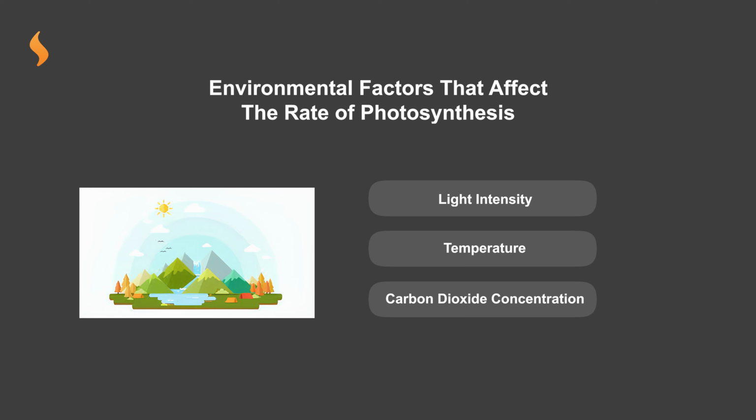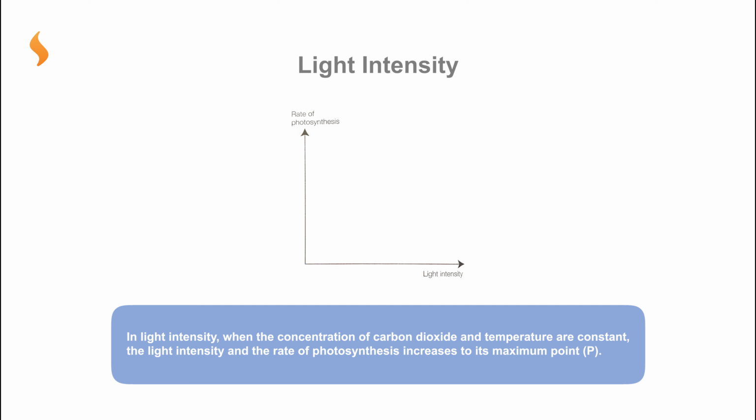Now, we will look at the environmental factors that affect the rate of photosynthesis. The first environmental factor that affects the rate of photosynthesis is light intensity. In light intensity, when the concentration of carbon dioxide and temperature are constant, the light intensity and the rate of photosynthesis increase to its maximum point, P.